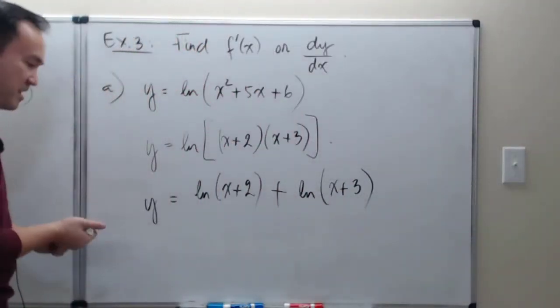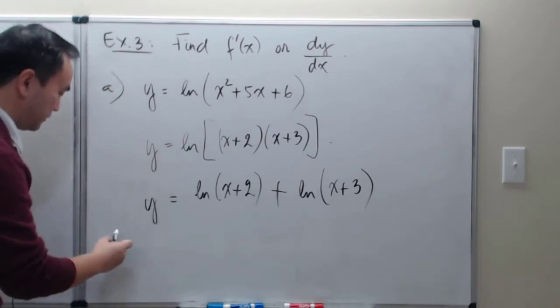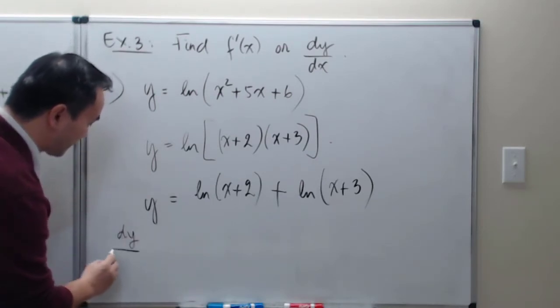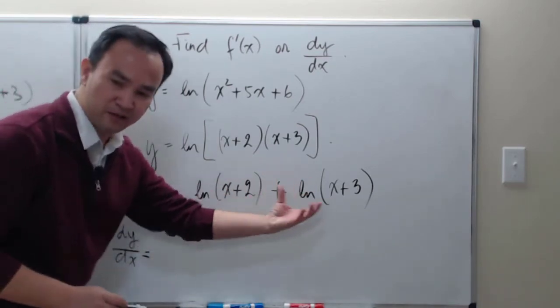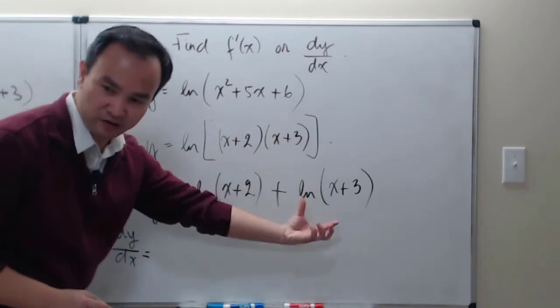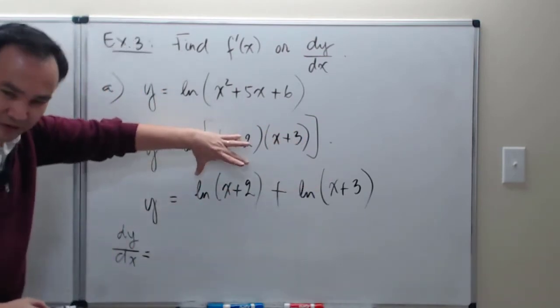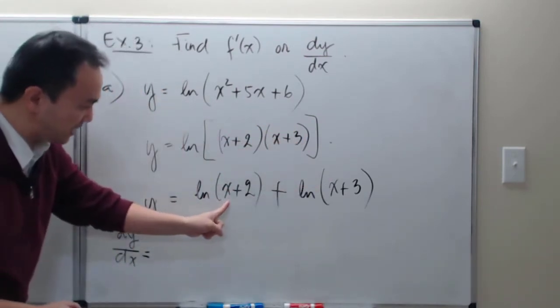So now, here come our derivative steps. So dy/dx. The sum rule says we take the derivative term by term, so I'll take the derivative here and I'll take the derivative there. Taking the derivative of the first term, we have a little bit of inside here.